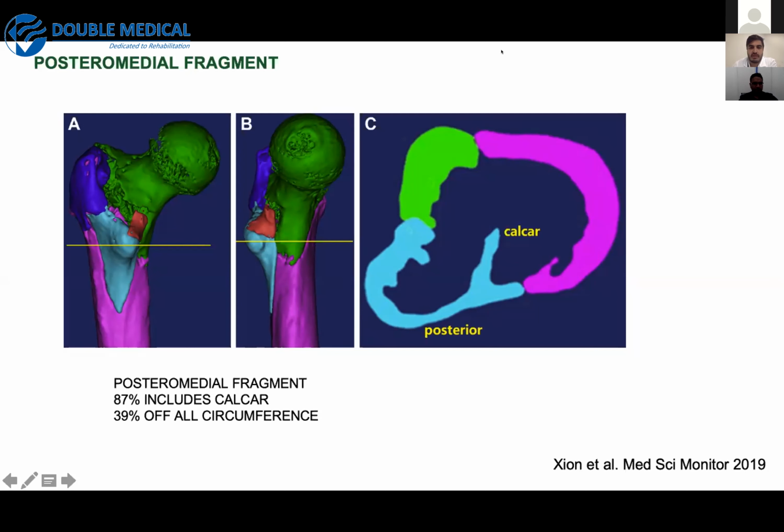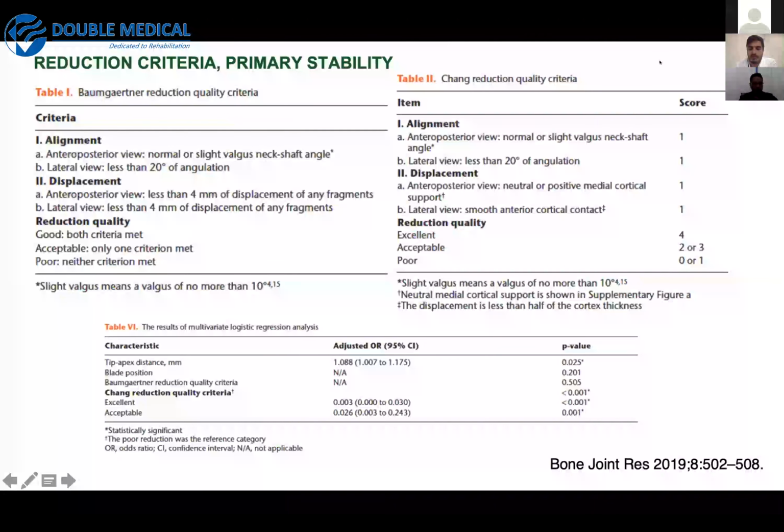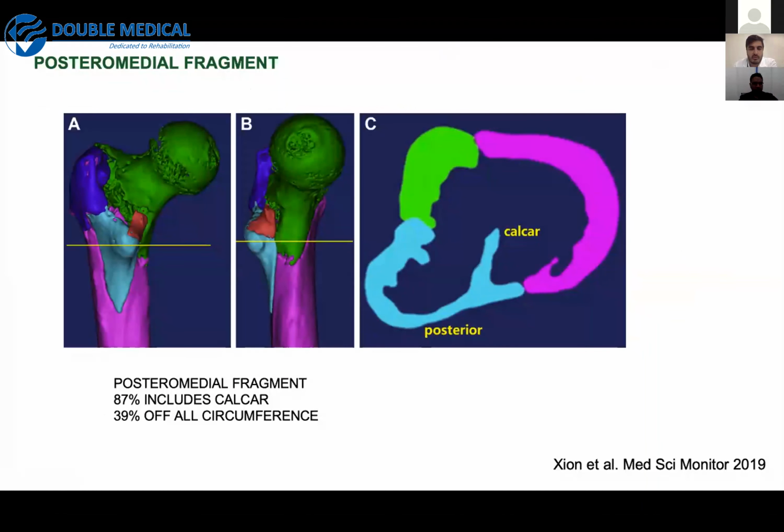So you can see now that the posterior medial fragment is not the one you can rely on when you're doing your reduction. So the only thing you can rely on is the anterior medial fragment.